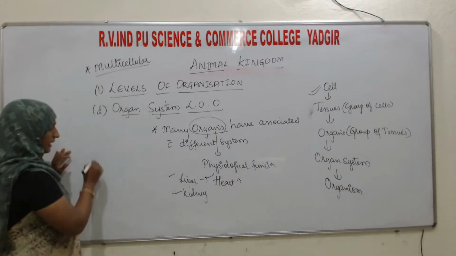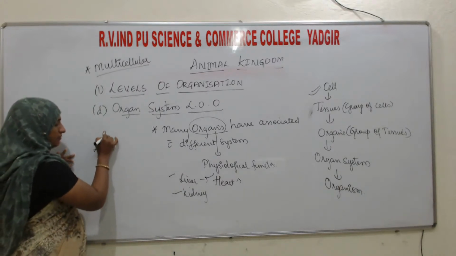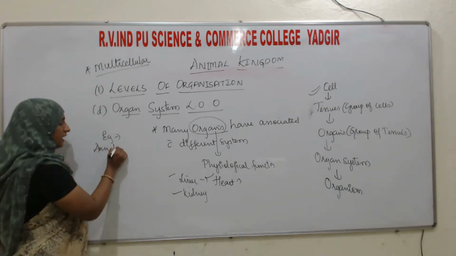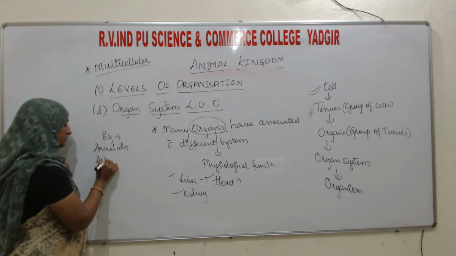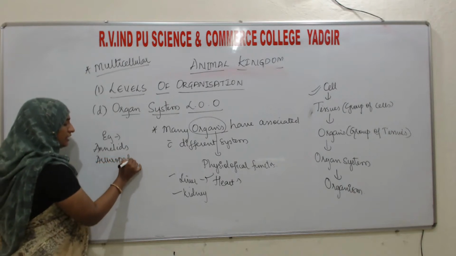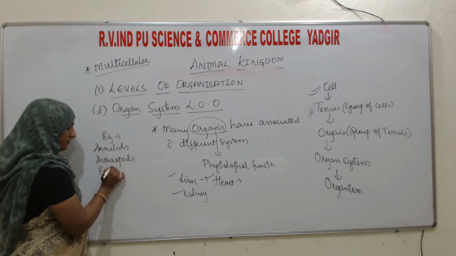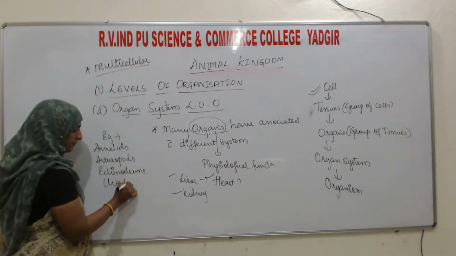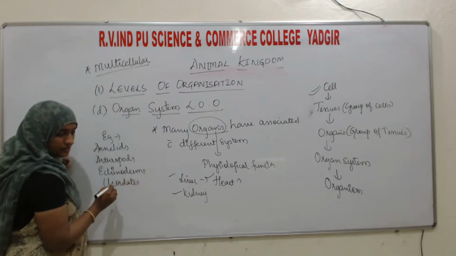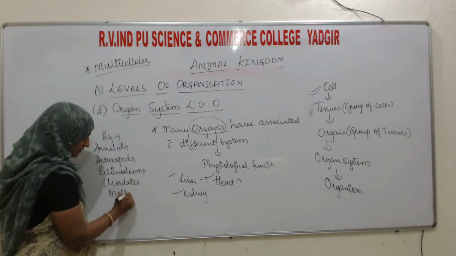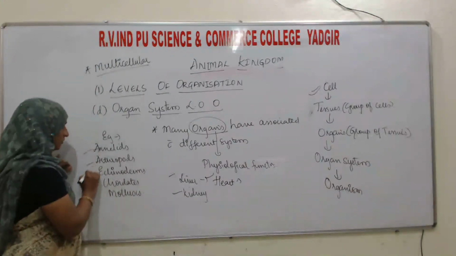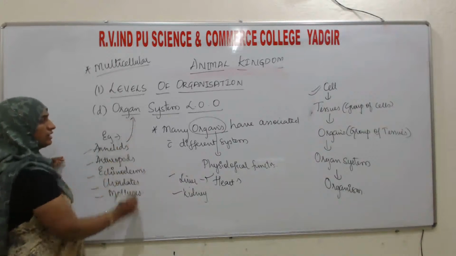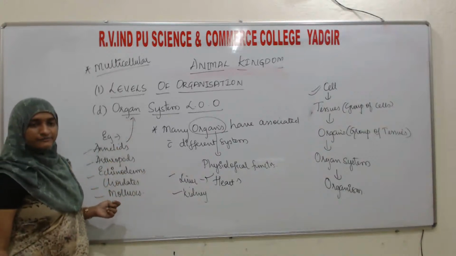They are Annelids. For example, these are the names of phyla which we have to discuss further: Annelids, Arthropods, Echinoderms, Chordates, then Mollusks. All these are names of the phyla which will exhibit the organ system level of organization.